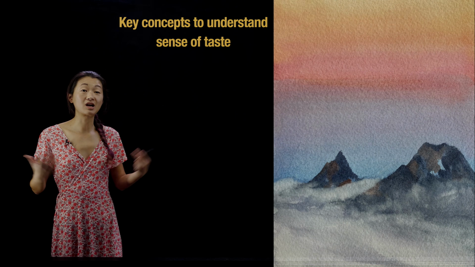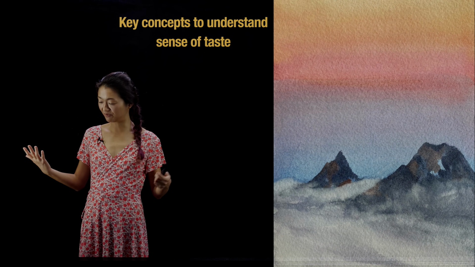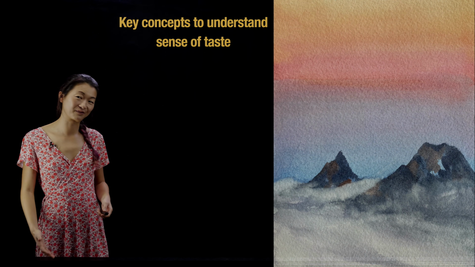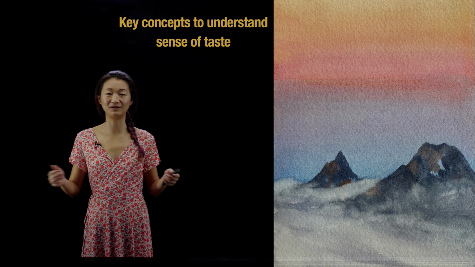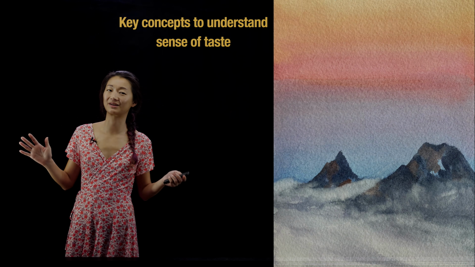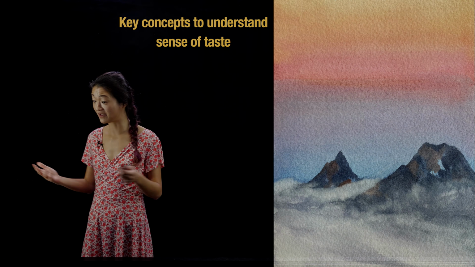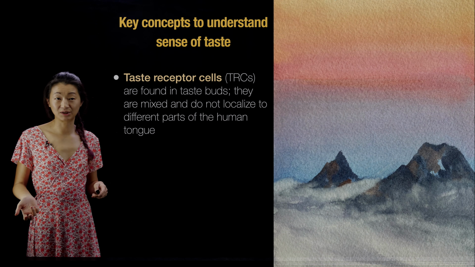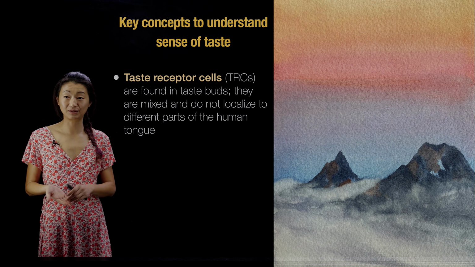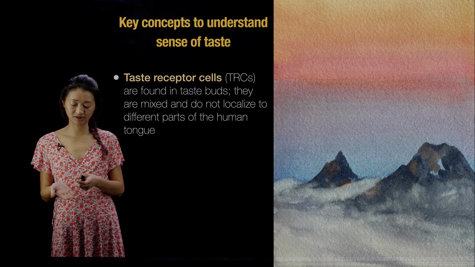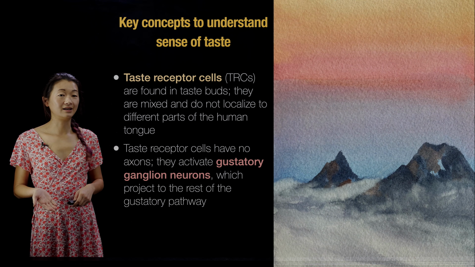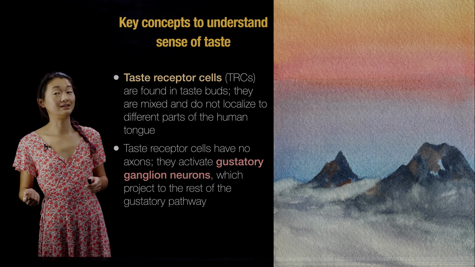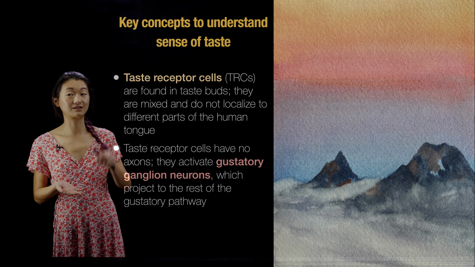Okay, so key concepts to understand our sense of taste. We got really far, right? We went from very basic taste receptor neurophysiology to some very modern techniques using optogenetics to dissect these rather complicated circuits, including our fears and our tastes. So we have taste receptor cells, and they're found in the taste buds. They are mixed and do not localize to different parts of the human tongue. They don't have axons. They in fact activate gustatory ganglion cells, in the same way that in your retina, the photoreceptors activate retinal ganglion cells.